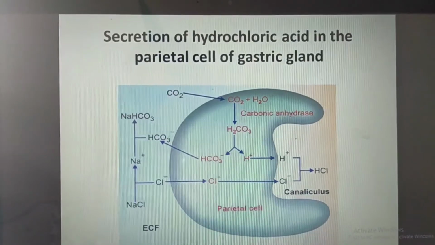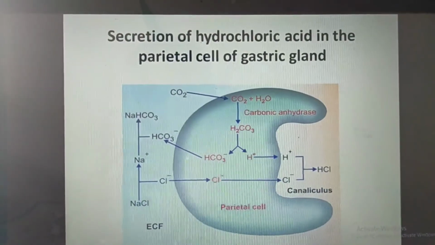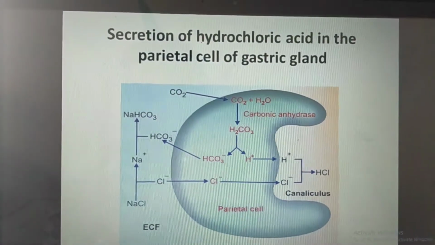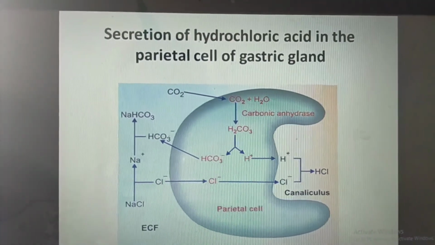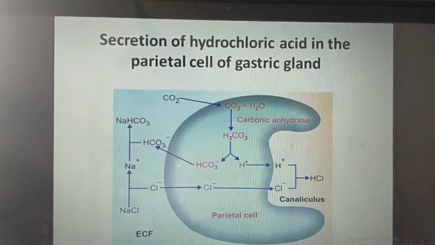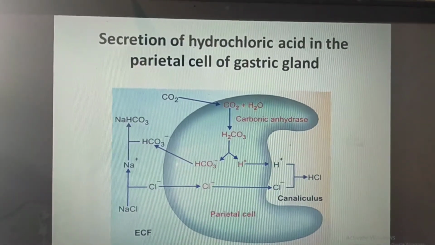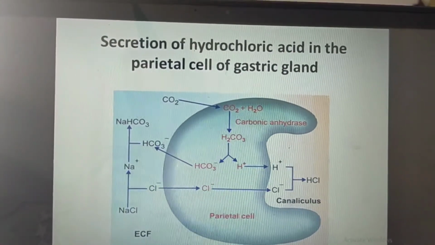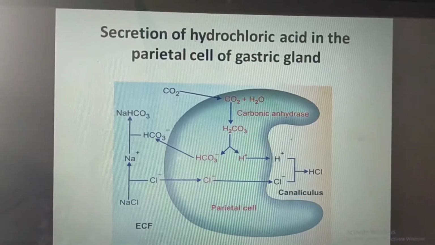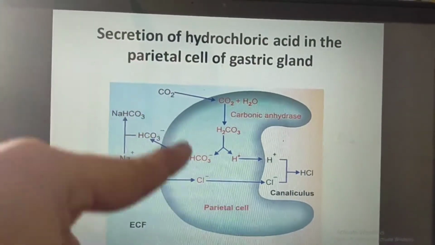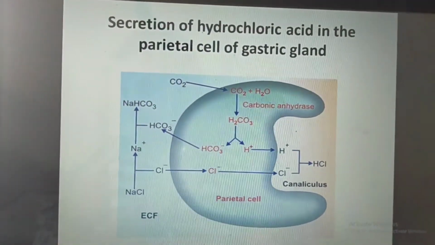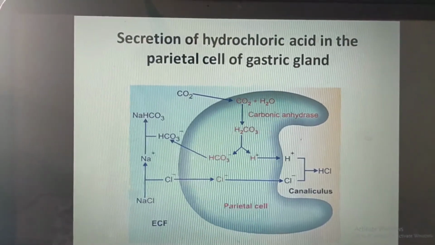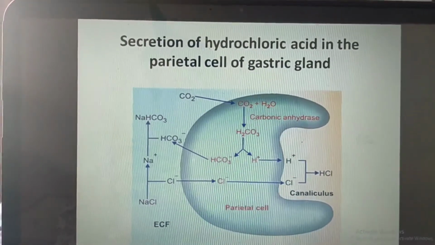Now the hydrogen ion combines with chloride ion to form hydrochloric acid, as we can see here. To compensate for the loss of chloride ion, the bicarbonate ion from the parietal cell enters the blood and combines with the sodium to form sodium bicarbonate. We can see this phenomenon here. This is the ECF, and the entire process is the secretion of hydrochloric acid.